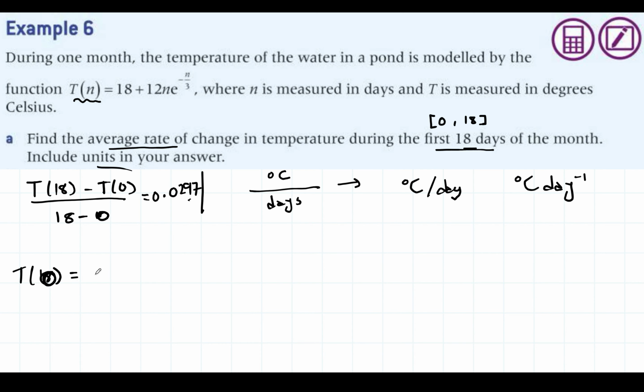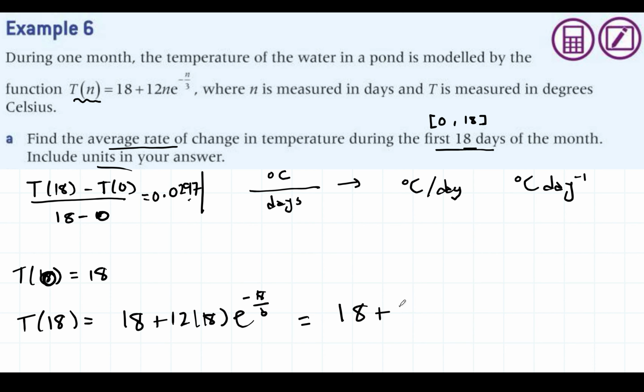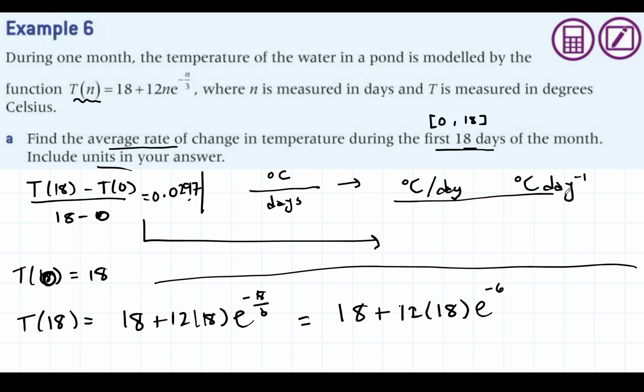T of 0, if I substitute in there, is just going to give me 18. T of 18, if I substitute, it's going to give me 18 plus 12, 18, the negative 18 over 3. And if I simplify just the power, I'm not going to simplify the whole thing. 12, 18, e to the power of -6. And if I plug this all into the formula here, okay, T of 18 is going to be this mess.